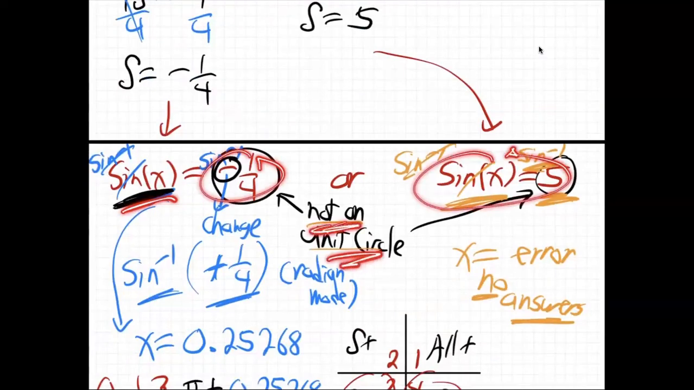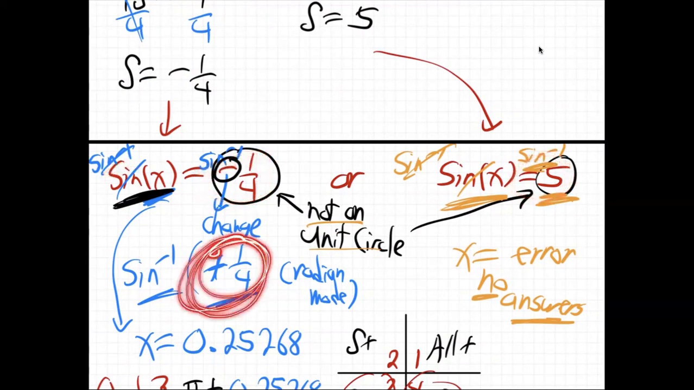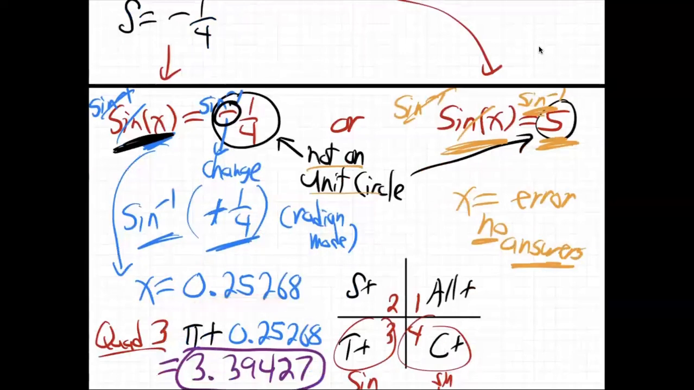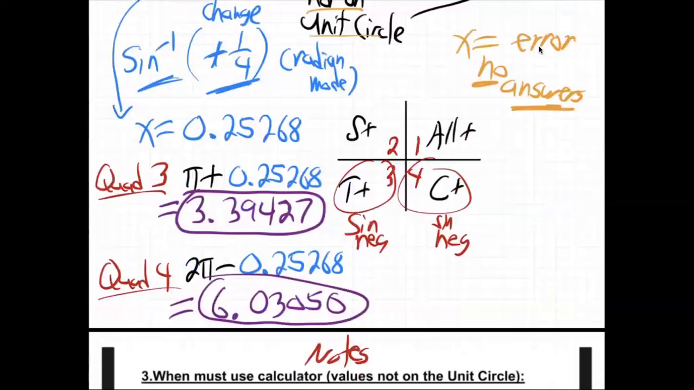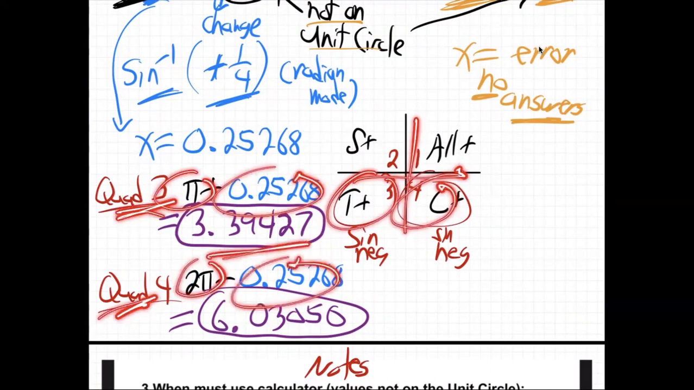Now, those are not on the unit circle. If these were numbers on the unit circle, like a half or square root of 3 over 2 or root 2 over 2 or 0 or 1, then I would just get my answers off the unit circle. But these are not, so I have to hit sine inverse on both sides. But remember, the notes tell you to change to positive when you're going to use your calculator. Take that minus 1/4, change to positive, hit sine inverse, get that answer, but then you still have to answer the question, where is sine negative 1/4? We do all students take calculus: where's sine negative, third and fourth. Formulas for the third and fourth: pi plus what you got in your calculator and 2 pi minus what you got in your calculator. There are the two answers.